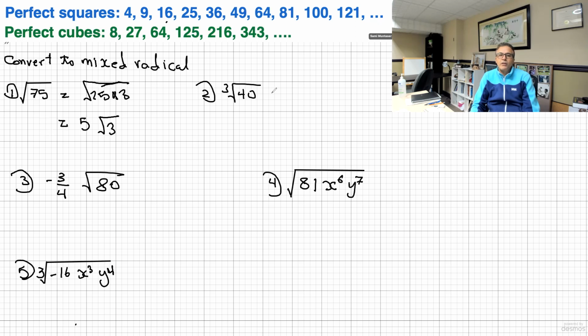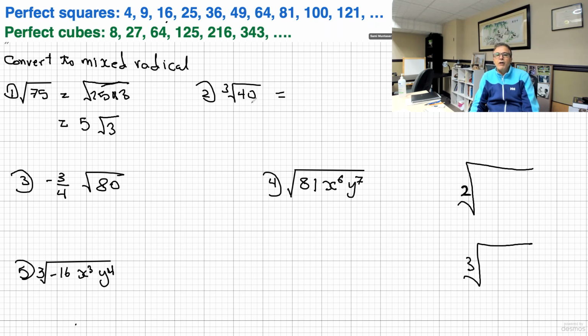Okay, we'll go to question 2. Question 2 is a cube root instead. Just to clarify, when we write a square root sign like this, the index is 2, but we don't write it when it's a square root. If we don't write it, that means there's a 2 there, and it means the square root. But when I write a 3 there, that means it's the cube root.